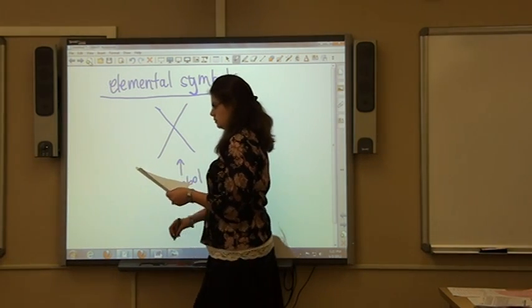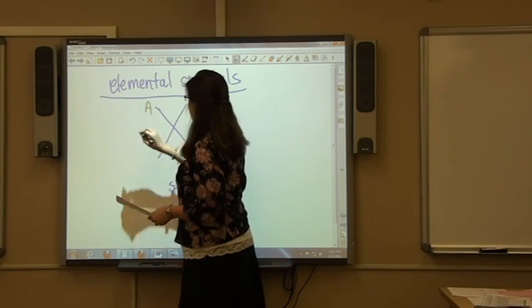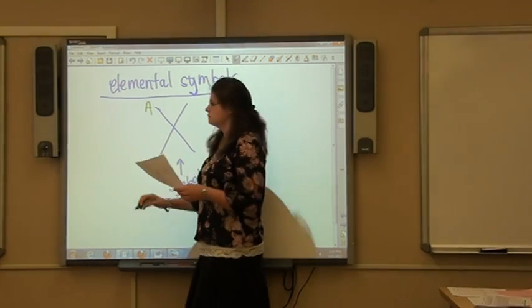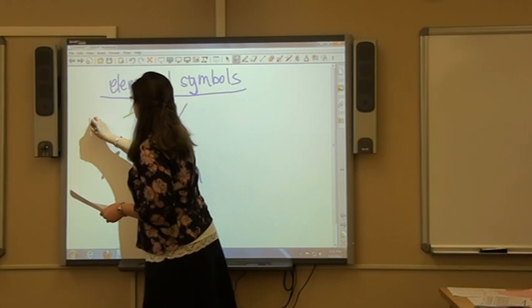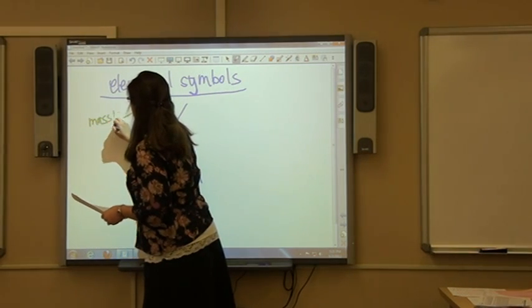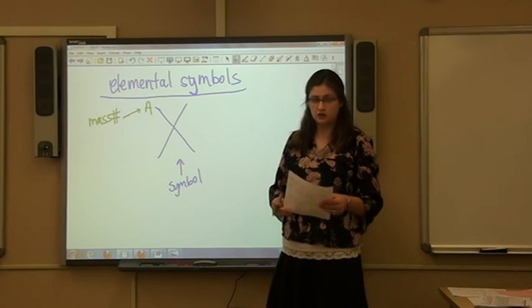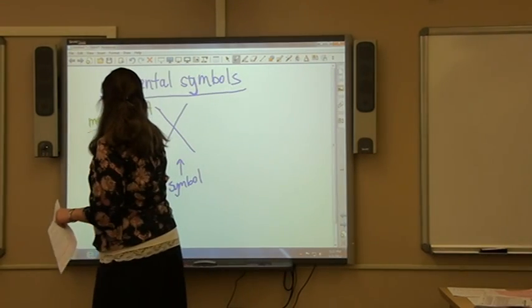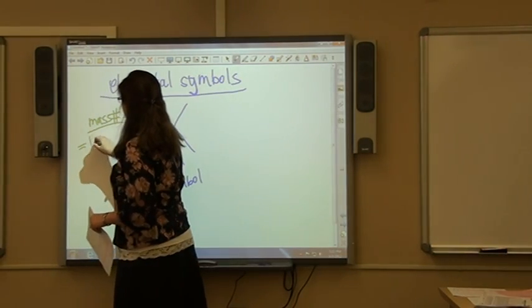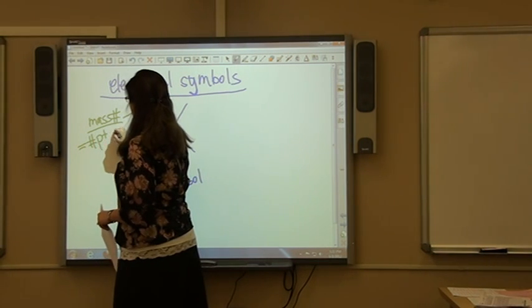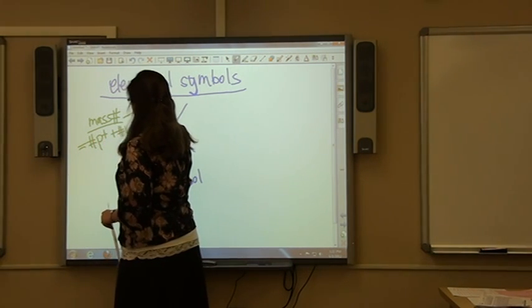And then you can place a number in the upper left corner. That's abbreviated A. That's what's known as your mass number. Mass number is calculated by adding the number of protons plus the number of neutrons.